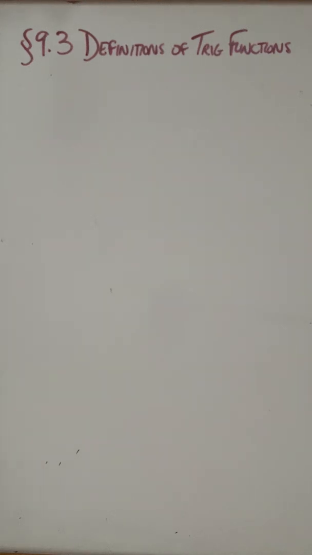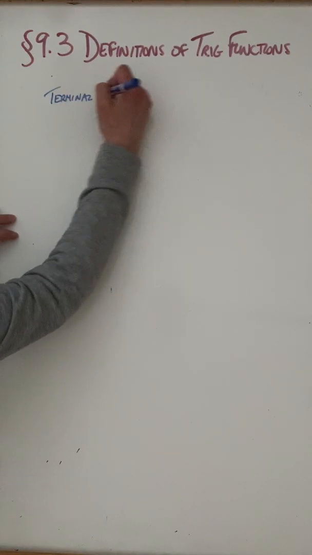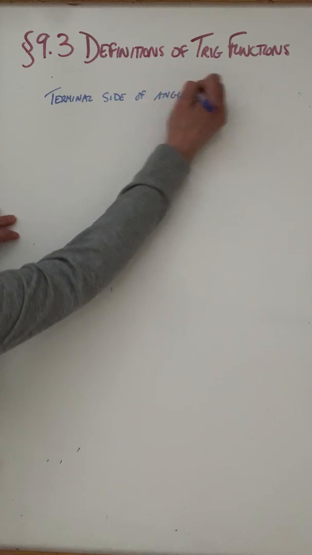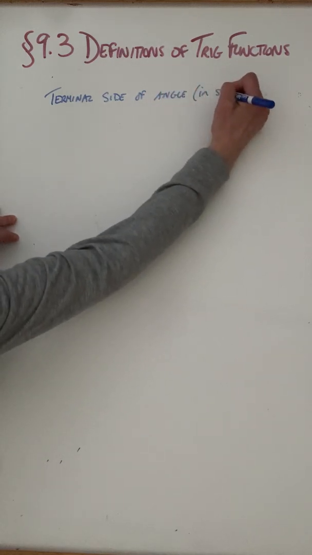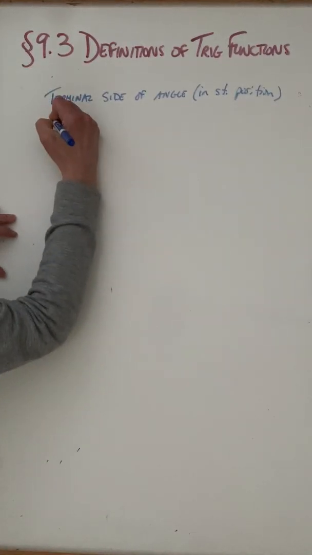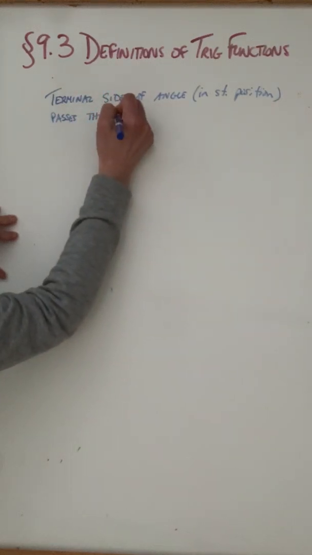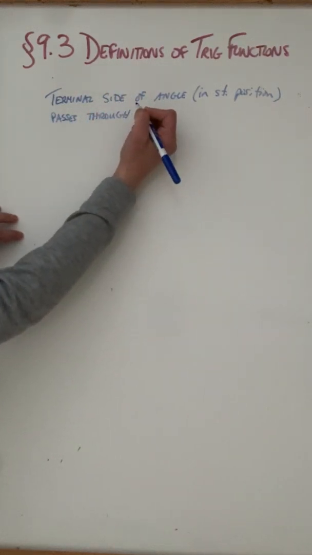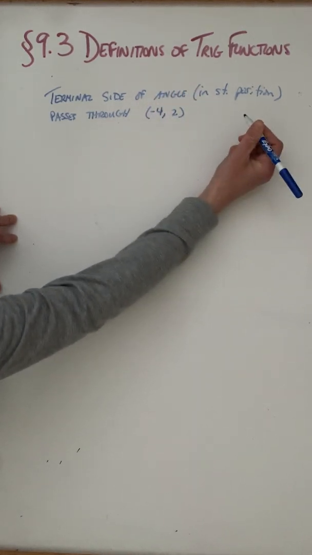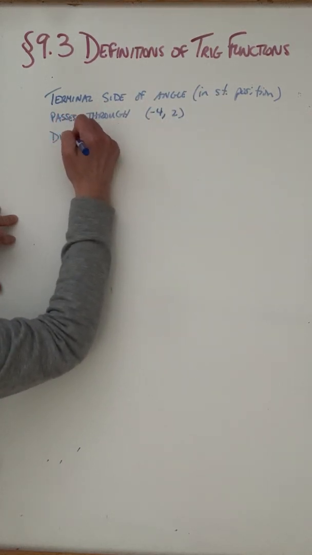And said that the terminal side of an angle, and again, this is always in standard position, right? So the terminal side of an angle passes through, I don't know, let's just choose a point. How about -4, 2? And we want to determine the value of all 6 of the trig functions.